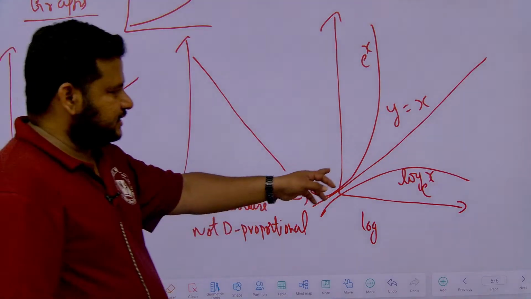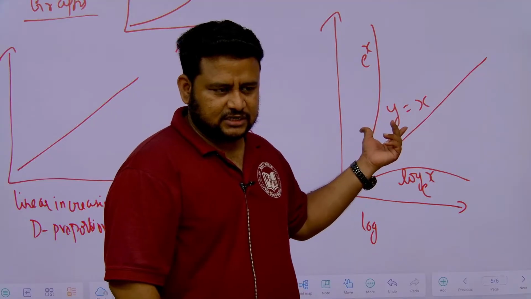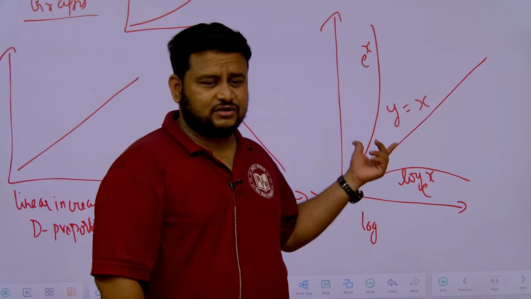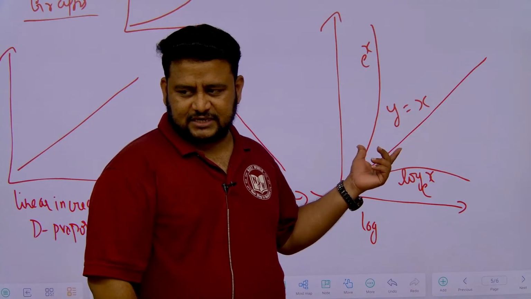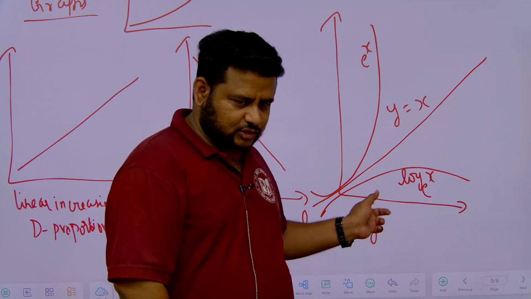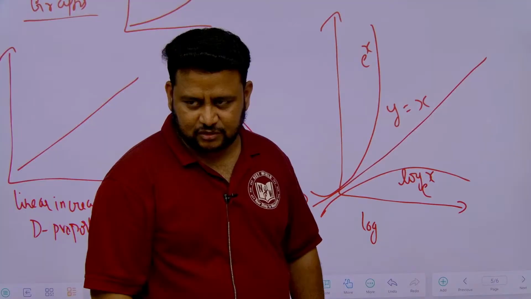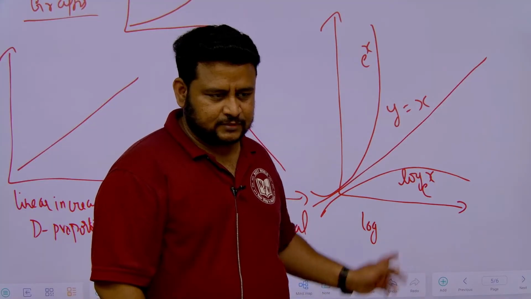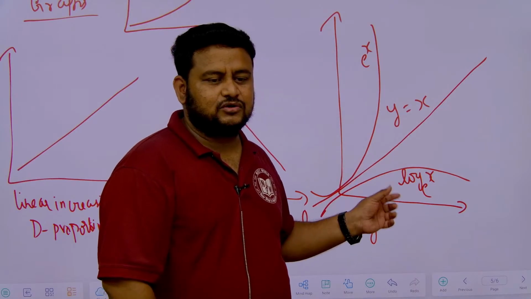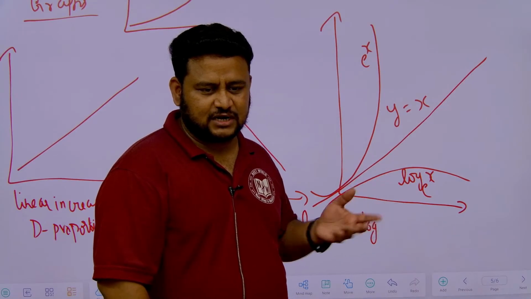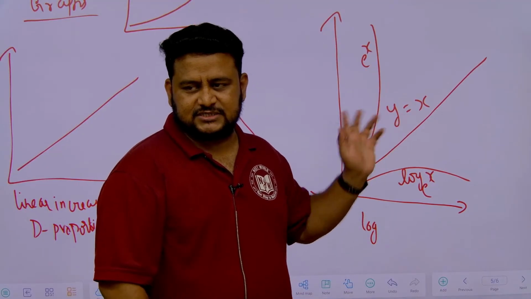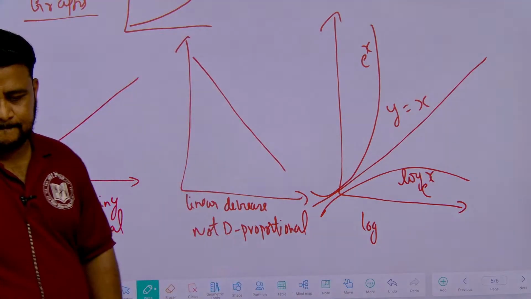This y is equal to x is called a straight line. We actually give it the name y is equal to mx plus c. Since it is a straight line passing through origin, that constant c will become equal to 0, and m is the slope of that. The slope is given by angle theta. Here theta will be 45 degrees, m is equal to tan theta, and tan 45 is 1. So here m is equal to 1, c is equal to 0. We will make a note of that.